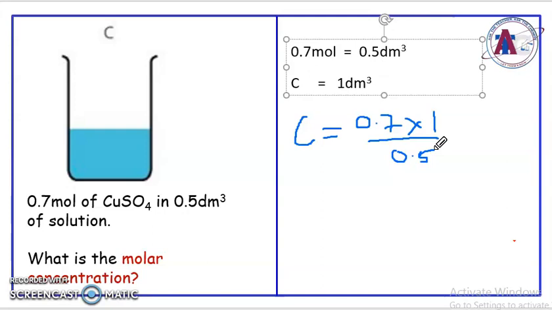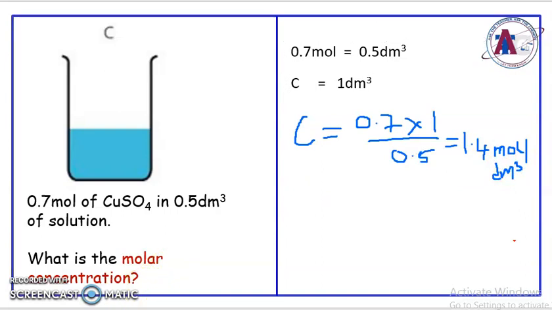If you press your calculator, you will have 1.4 moles. Remember, 1.4 moles per dm³. Good. Per dm³. So the amount, which is mole now, in 1 dm³ is called the molar concentration. I hope you understand.